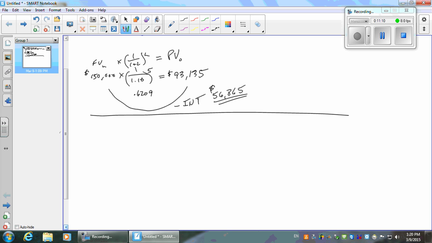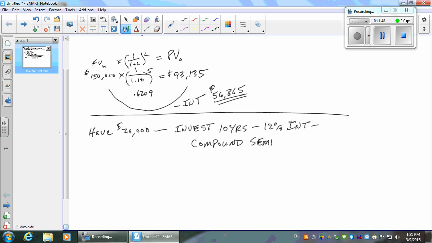Okay, let's do this. Let's say I have $20,000 now, and I'm going to invest it for 10 years at 12% interest, but I'm going to compound it semi-annually, which means I get the interest added every 6 months instead of once a year.